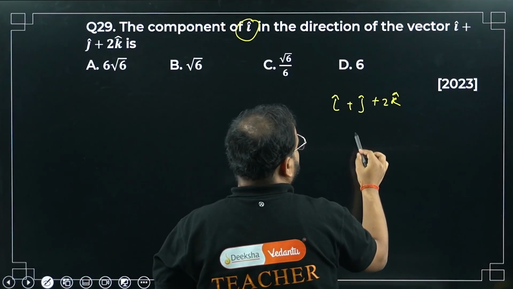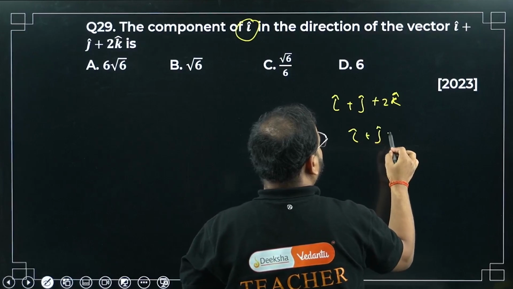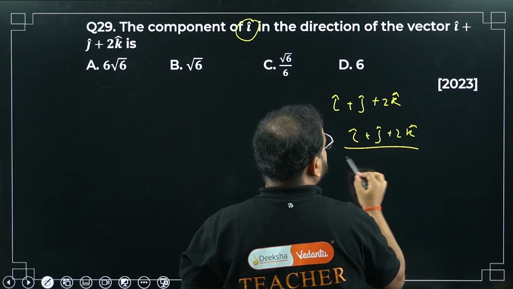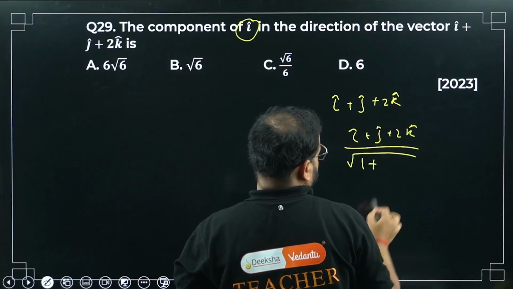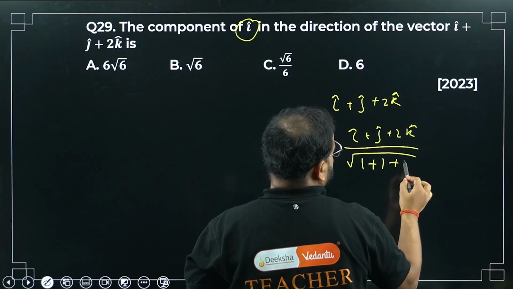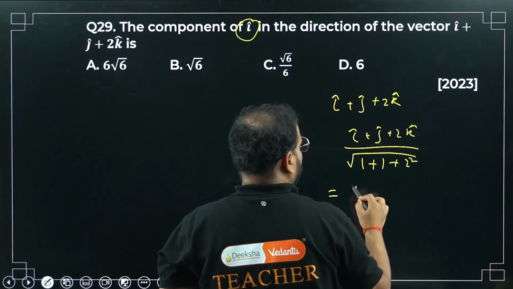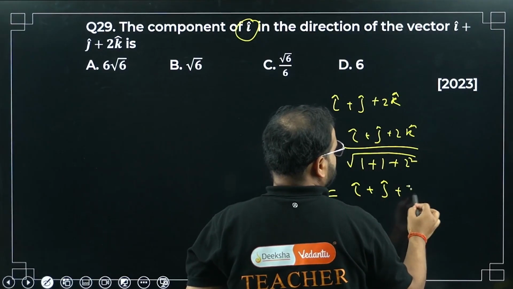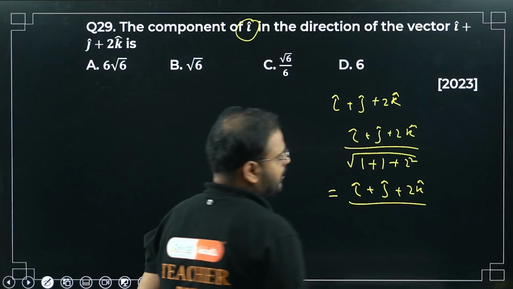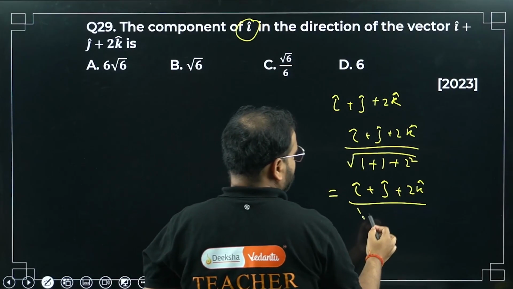So I'll write it as I cap plus j cap plus 2k cap divided by what? Root of 1 plus 1 plus 2 square. How much is that going to be? I cap plus j cap plus 2k cap upon what? 4 plus 2. So root 6.